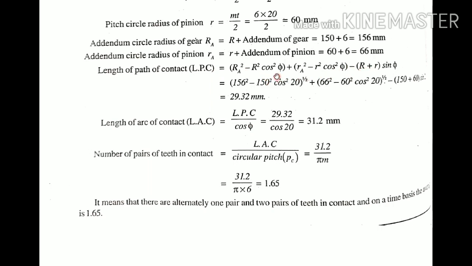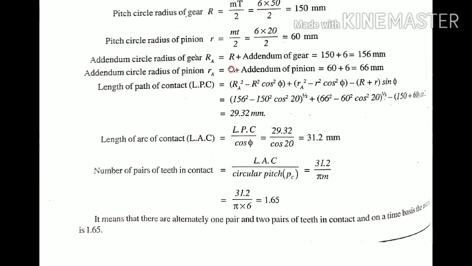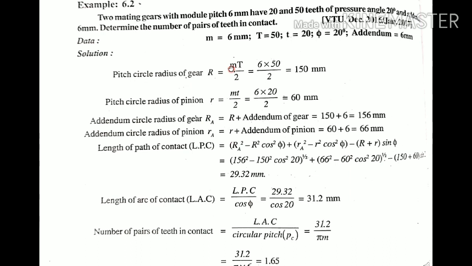Now here again, when you find the length of path of contact, you should first see whether both gears have the same teeth or not. Here it is not equal, both have different teeth, therefore we need to take this equation. Here capital T is not equal to small t, therefore you need to take this equation. So in order to find this, RA means addendum circle radius of the gear, and small ra means addendum circle radius of the pinion. We need to find it.